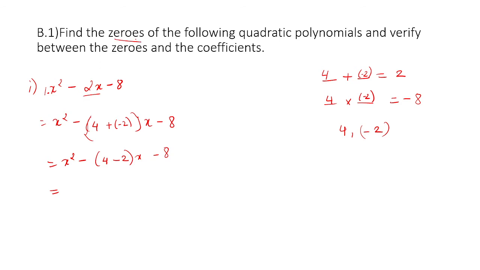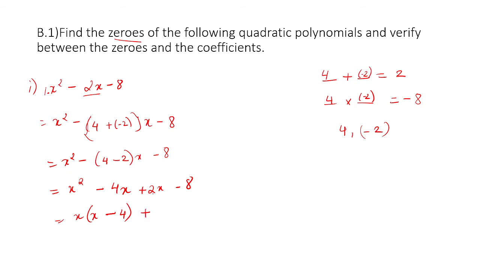Our objective is to find out the zeros. So you open up the bracket. Minus 4 into x will give you minus 4x. Minus into minus becomes plus, 2 into x becomes 2x, minus 8. Now take these two terms. What is common between x squared and minus 4x? x is common. If you take x out, you will be left with x, and from the other term you're left with minus 4.